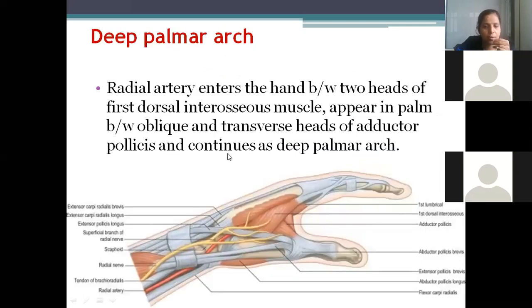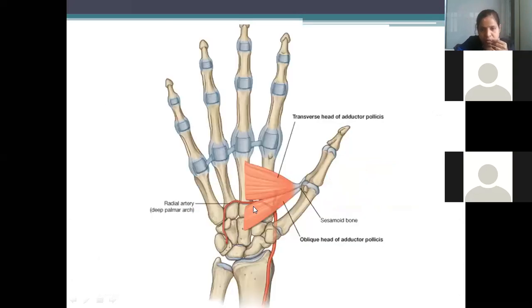So that is... okay, you should talk about the course of the radial artery. It is not superficial; it is coming from behind, because its course is in the anatomical snuff box. You can see, this was the last muscle. Apart from APB, in the thenar region, we had adductor pollicis. We had an oblique head and a transverse head.